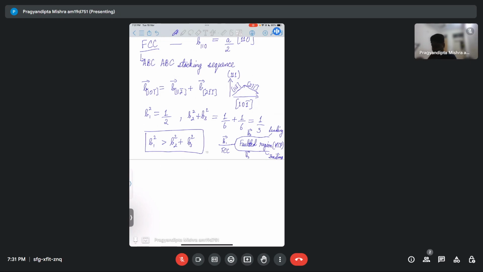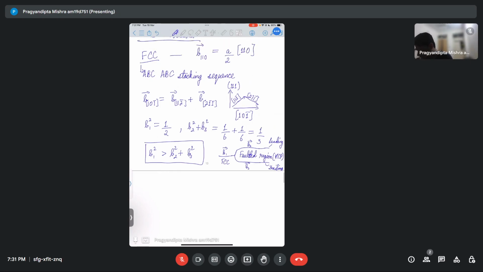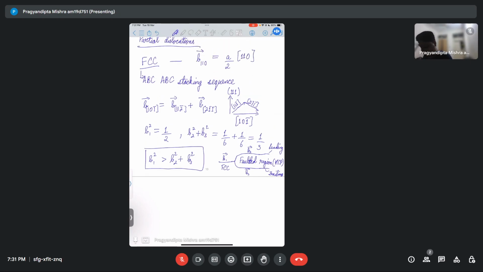So these are leading and trailing partials. Again, you don't need this information, I'm just giving you extra information. FCC had the ABC stacking sequence. HCP has the AB sequence, which you can just keep in check. Essentially, your faulted region will have the AB stacking sequence, and the dislocation will break.